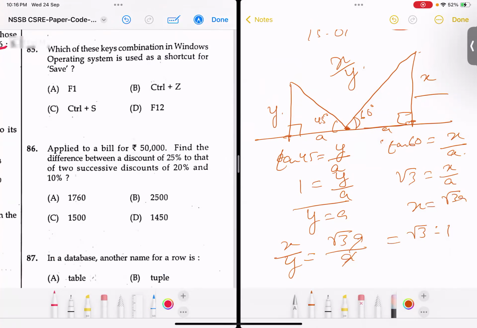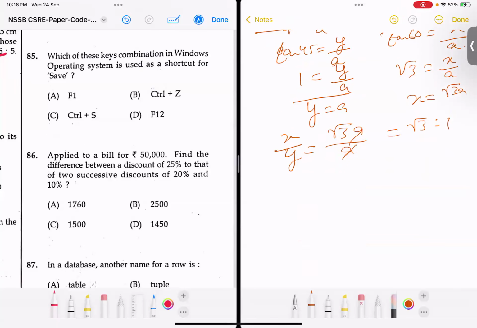Question number 85. Which key combination in the Windows operating system is used as a shortcut for save? So in order to save a file, we always use Control S, right?